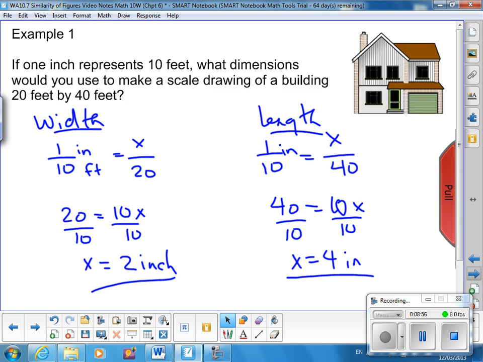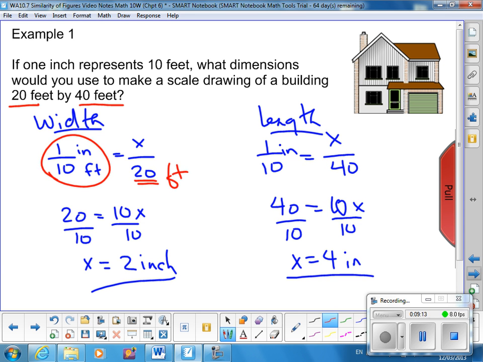Okay, example 1. If 1 inch represents 10 feet, what dimensions would you use to make a scale diagram of a building that's 20 by 40? So we're going to do each one separately. 1 inch equals 10 feet, which is our scale factor. The 20 feet is going to go on the bottom. When you cross multiply, you will get an answer of 2 inches. The dimensions, the inches, are on the top. Same thing on the right.